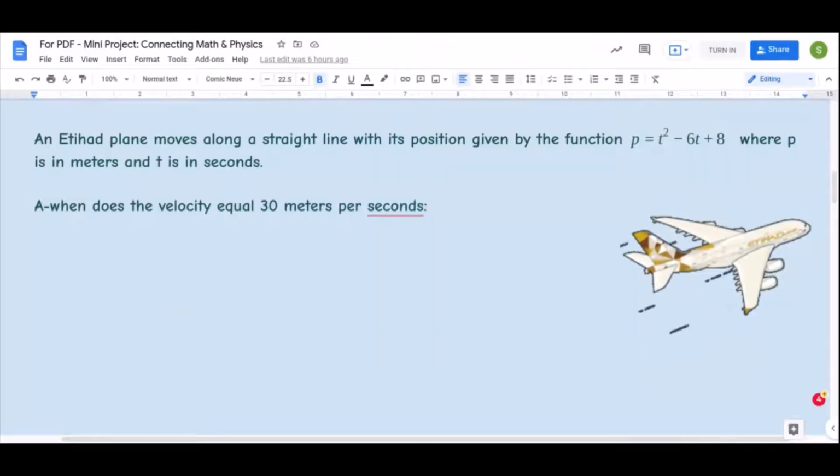And this is the second example, where I will explain how to find the velocity using derivatives. An Etihad plane moves along a straight line with its position given by the function p equals t squared minus 6t plus 8, where p is in meters and t is in seconds. When does the velocity equal 30 meters per second?